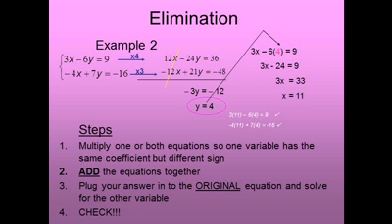Again, you want to check your solution. So 3 times 11 is 33, minus 24 is 9. Here we have negative 44 plus 28 is equal to negative 16. It works in both of my equations, so we're going to write it as a coordinate point and box in our solution.